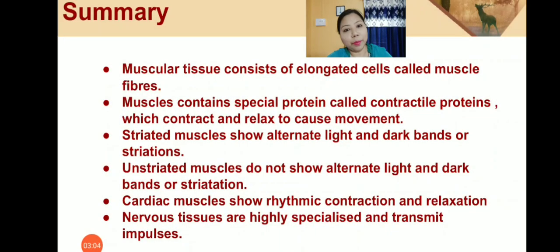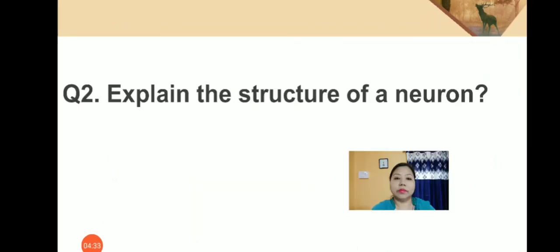Since we have completed today's class, let us quickly summarize what we have done. In today's class, we have learnt that the muscular tissue consists of elongated cells called muscle fibers. Muscles contain special proteins called contractile proteins which contract and relax, and that causes the movement. Striated muscles show alternate light and dark bands or striations.